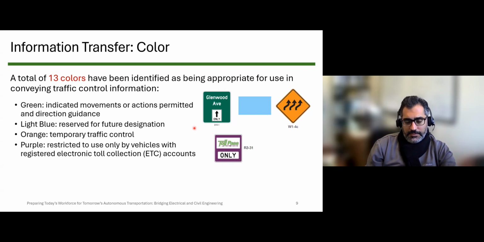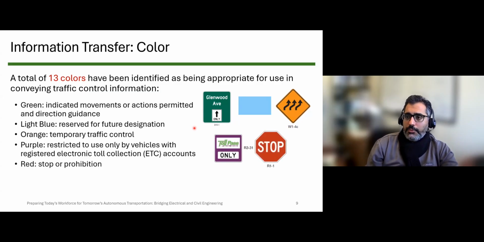We have purple, that is for electronic toll collection to show, for example, if a lane is assigned for ETC. And we have red, probably the most important color because it is the most important in terms of safety. Red shows a stop or prohibition, like a stop sign that you can see here.